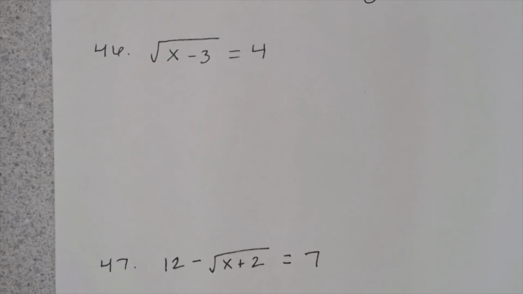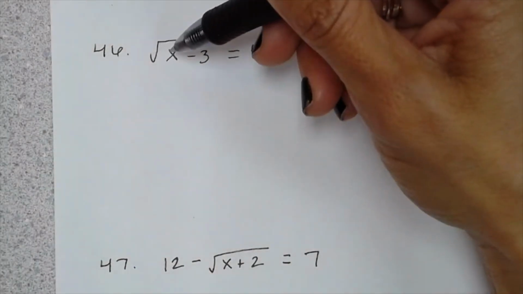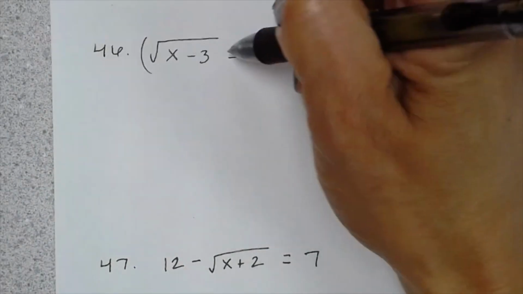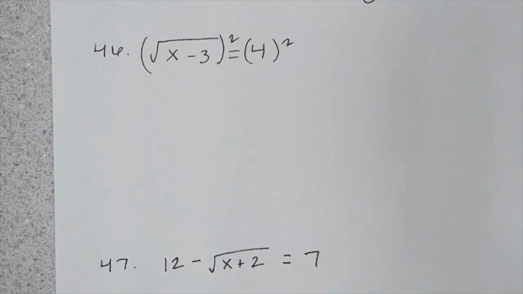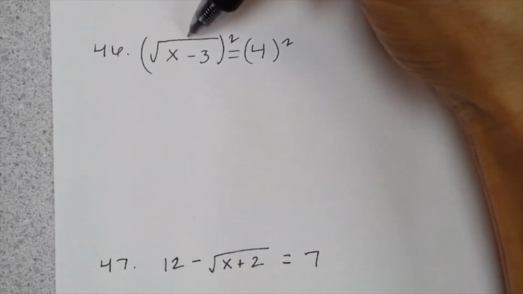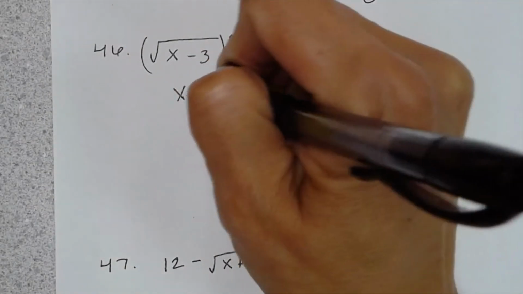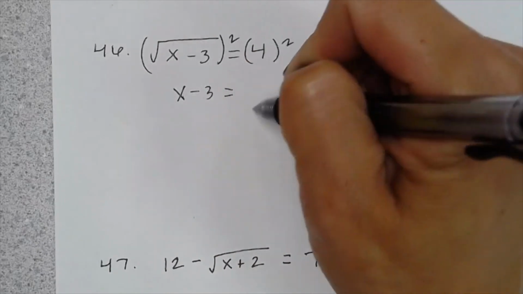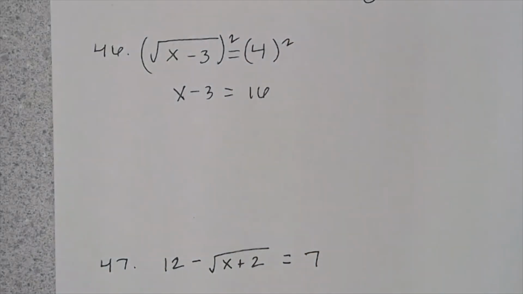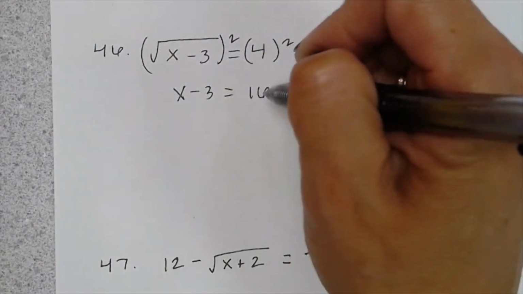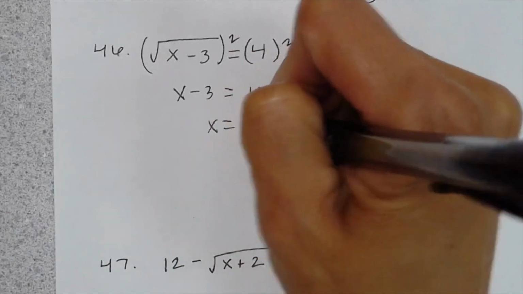46 says to solve the radical equation and check the solution. So to solve the equation, it's a square root. We're trying to solve for x. So we're going to square both sides. And by squaring a square root, they undo each other, so you're just left with x minus 3. On the right side, you get 16. And now you have a nice linear equation. You're going to add 3 to both sides, so you get 19.